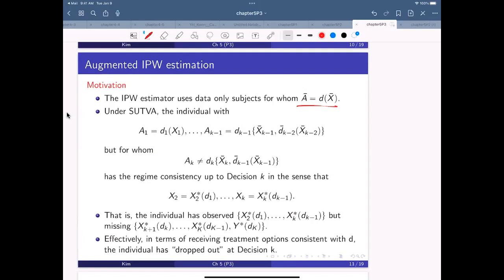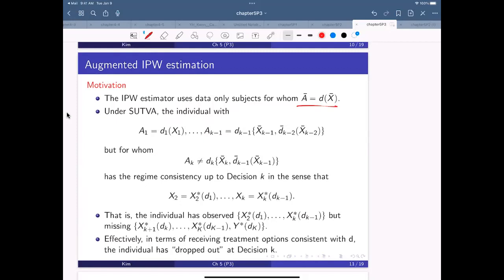So you can sequentially check until the consistency broke down. That means at least up to this point, I have information. What I observed is consistent with the potential outcome of the current decision rule. So that is the partial information I have.